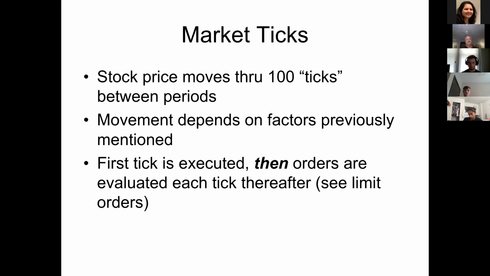So in the game, there's a simulated stock market. It goes through 100 ticks each period. And the movement up and down depends on the factors I just told you about. But before anything happens in the stock market, the first of these 100 ticks is executed, and then orders are evaluated and processed.